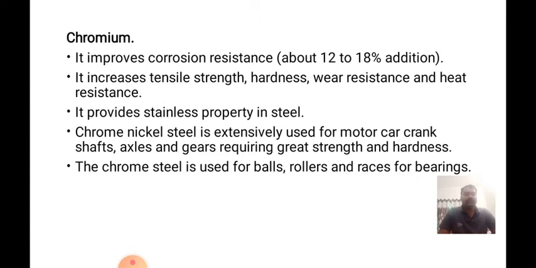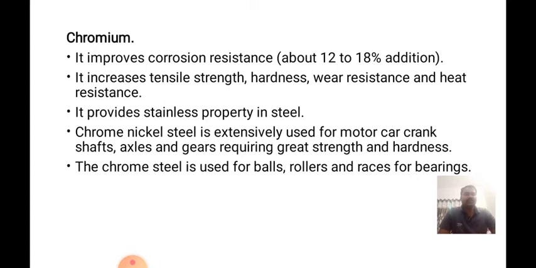The chromium nickel steel is extensively used for motor car crankshafts, axles and gears requiring great strength and hardness. It means the steel which has chromium in the range of 12 to 18% is used for manufacturing the crankshaft, axle and gear, specially which require strength and hardness. Is it? The internal combustion engine parts such as crankshaft, axle and gears are manufactured using steel which has chromium.